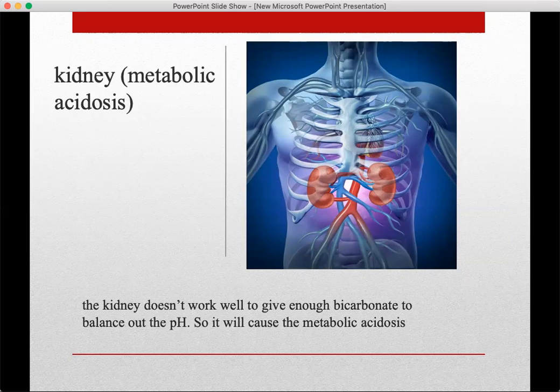During metabolic acidosis, the kidney is supposed to give more and more bicarbonate to change the pH value to the normal range. But during acidosis, the kidney doesn't work well enough to give enough bicarbonate to balance out the pH. So it will cause metabolic acidosis. Metabolic acidosis is most often caused by kidney diseases, severe diarrhea, diabetes, and acute kidney injuries.